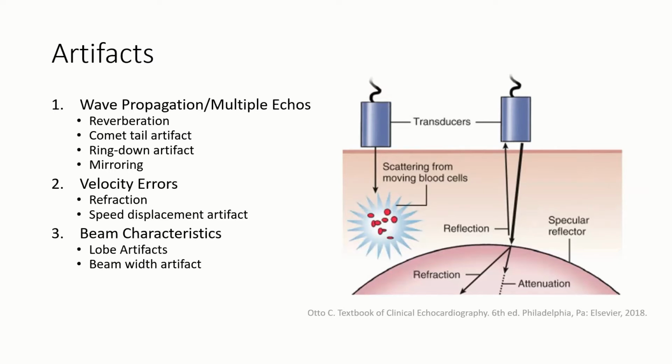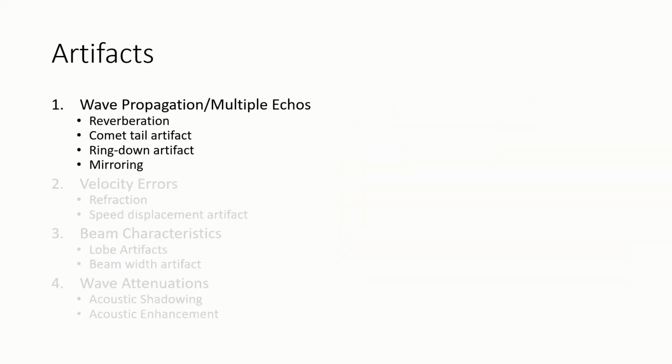The third is related to beam characteristics, and those include lobe artifacts or beam width artifact. The last is related to wave attenuation. Those are the well-known artifacts, acoustic shadowing and acoustic enhancement. I will go over each of the artifacts with examples. So first, the category of wave propagation or multiple echoes.